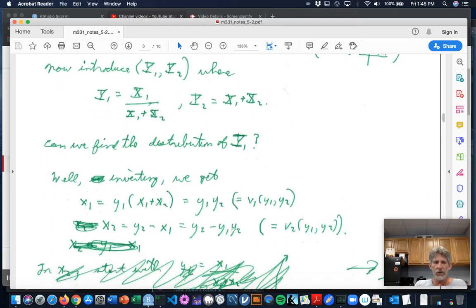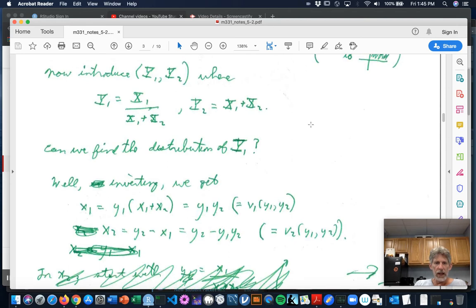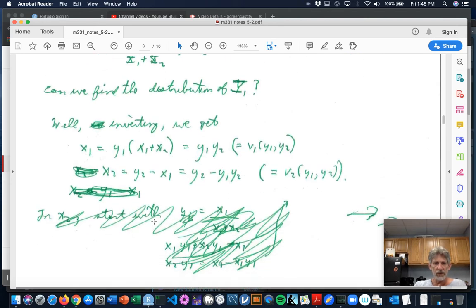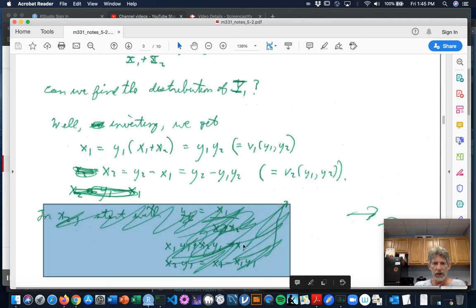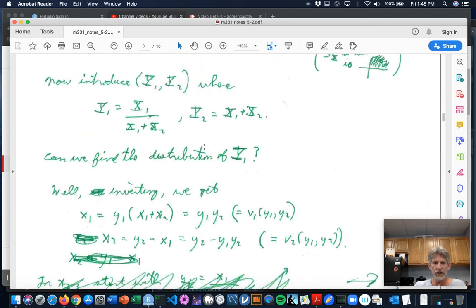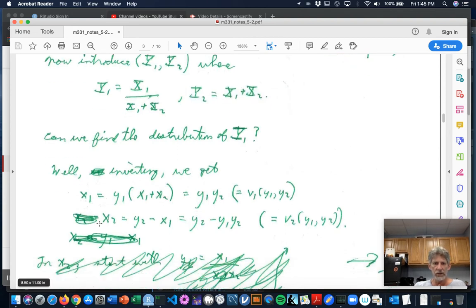Okay, let's back solve for x2. You can see some scratching down here where I tried a way and then decided that wasn't very good. Here's what I settled on eventually. Take that equation, solve it for x2, and you get y2 minus x1. Well, we just found x1. It was y1 y2. So there's our new inverting function.